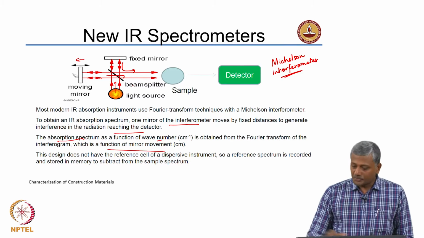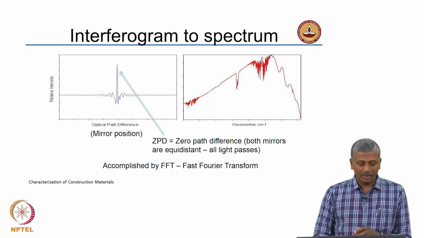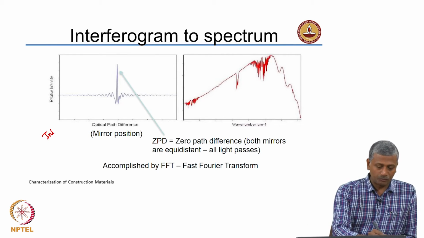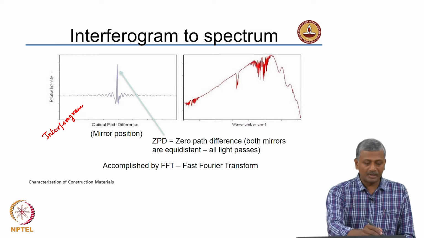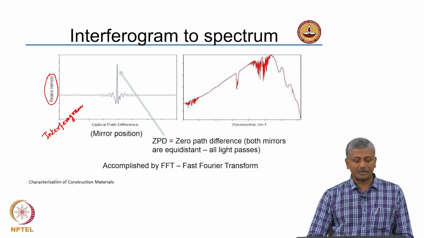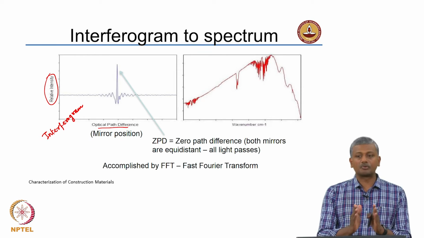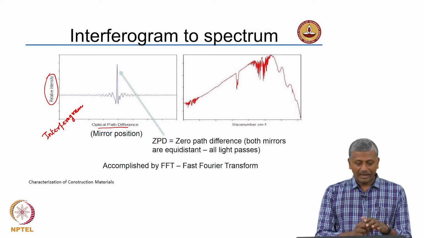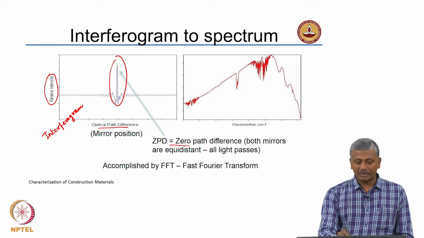So, what is produced as a result of this movement of the mirror is what is called an interferogram. On the left what you see is an interferogram. The interferogram plots the relative intensity of the light that is coming into the sample against the path difference. The path difference is created because of different positions of the moving mirror. And in the center you get a peak, which is nothing but 0 path difference.